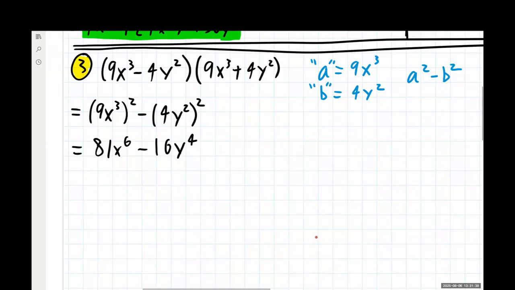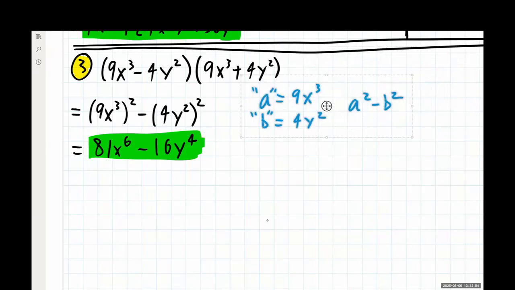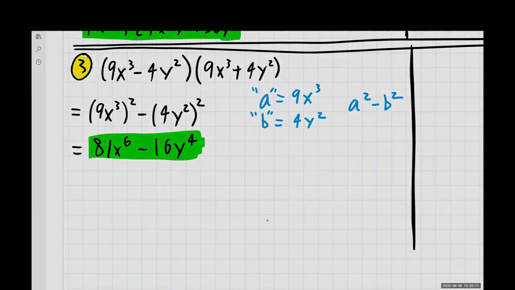I can't do anything else from here. I have my final answer, and I am done. No properties or things to combine together, no like terms that I can combine together. That's all we can do. I think this hopefully highlights the power of this particular shortcut method that we can use compared to doing the full-blown distributive property and all of that good fun stuff.